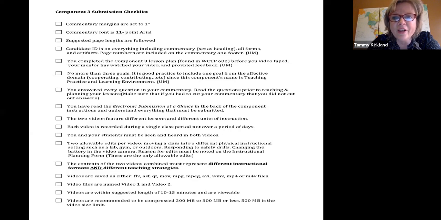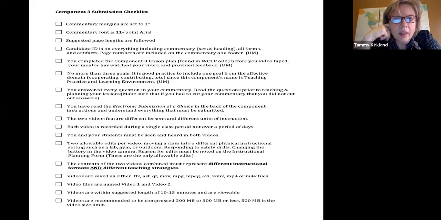Just put it in the header. I know the heading is above the 1 inch. That's okay. They don't mind it as long as it's your ID number. You also want page numbers. Put them on your footer. You're going to see this says WCTP 602. That is a national course. You guys are in WCTP 601. So if you see 602 on this, just replace it with 601.